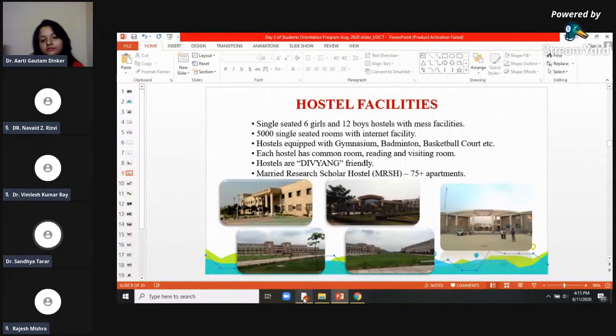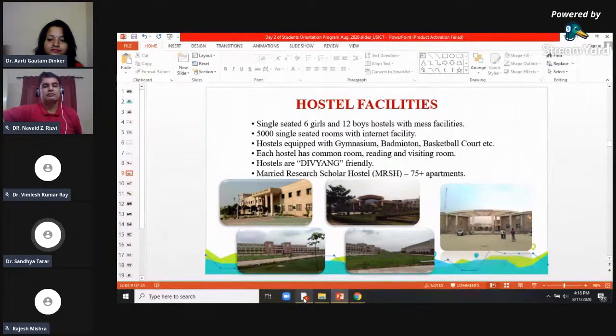We also have 5,000 single seated rooms with internet facility for our students. The hostels are equipped with a gymnasium, badminton and basketball courts, etc. And it is not that all 18 hostels share the same badminton and basketball court. No, we have separate ones for each hostel, designated to individual hostels, and it is very good infrastructure. In each girls hostel we have a separate gym, separate facilities, different magazines, a small library, and a small dispensary is also in our university. These are the basic requirements any student can have, and we have all of them within the premises.